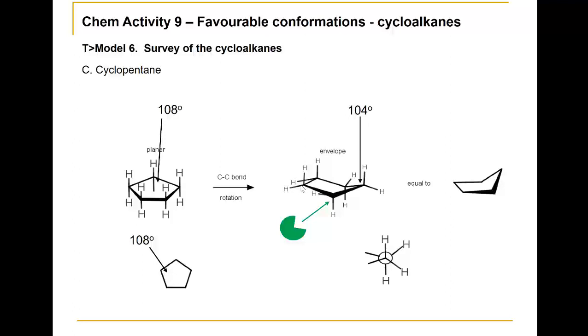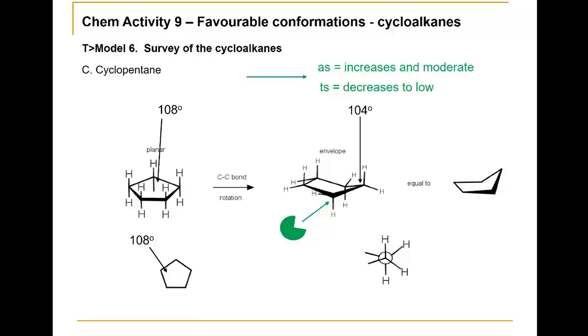And so we can summarize the notes here by saying that moving from planar to envelope, we have an angle strain that increases, but still somewhat moderate. 104 degrees is not that far from 109.5. The torsional strain, however, decreases from something that's quite significant to something that's relatively low. So this is why it adopts these envelope structures. So I would like you to be able to recognize this, but also be able to justify why this is the case. Again, it's helpful to look at the simulation.